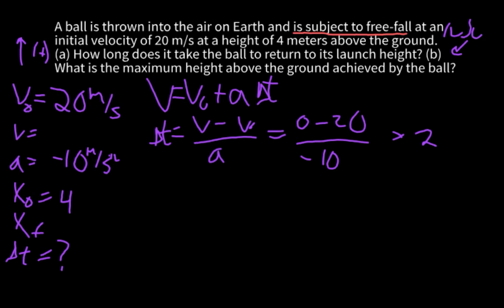So if it takes 2 seconds for the ball to travel upwards to that maximum height, then it's going to take 2 seconds to travel downwards and reach its launch height. So that means our delta t here is 4 seconds.